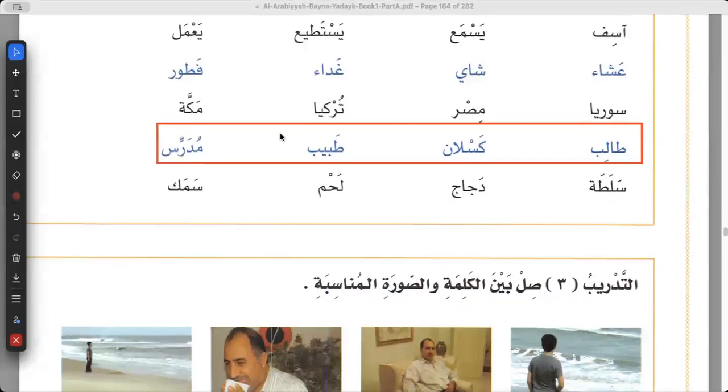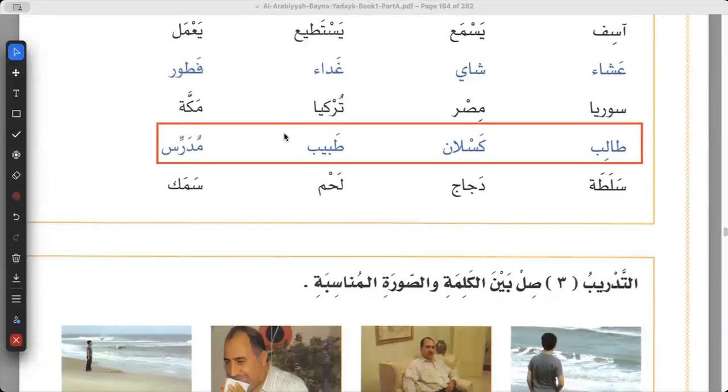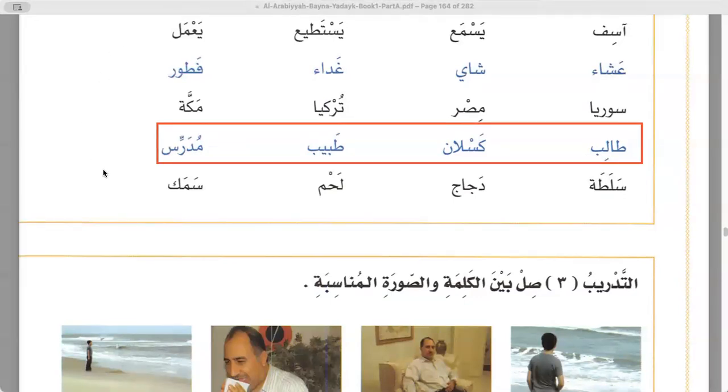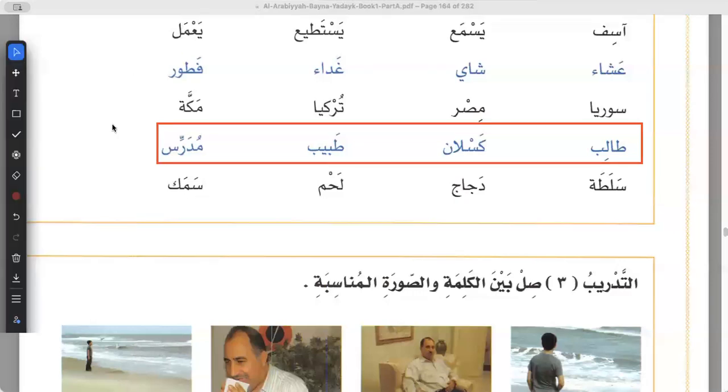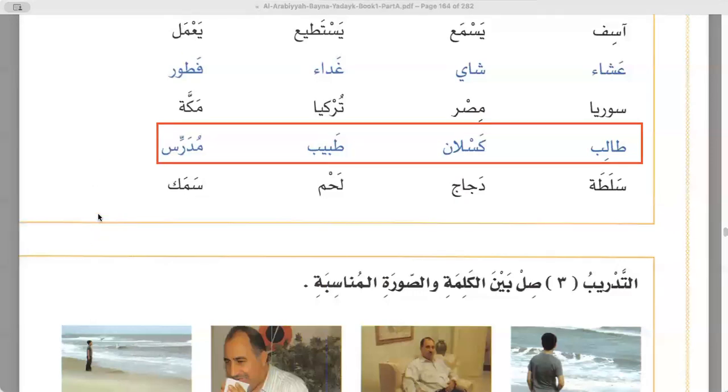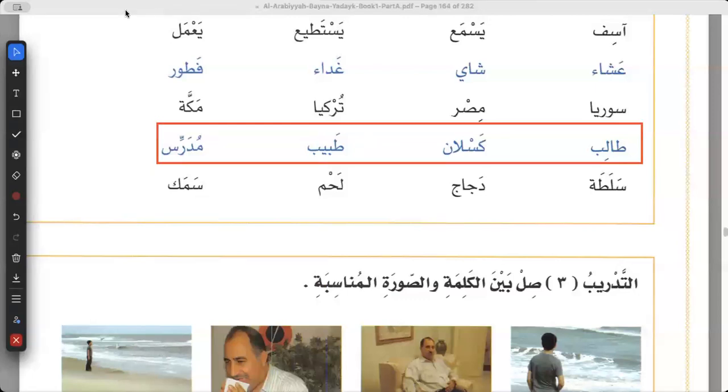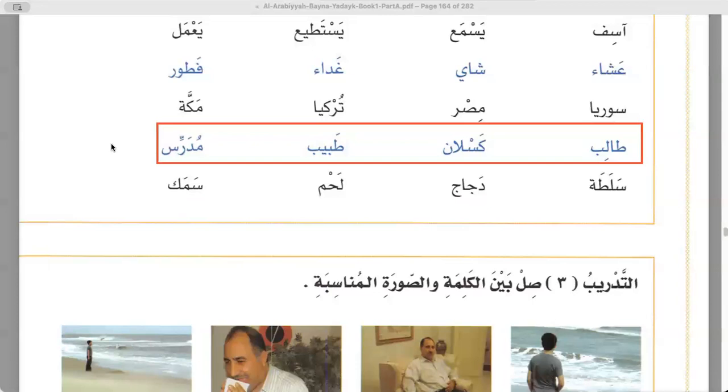Now let's move to the next one. Student, lazy, doctor, teacher. Lazy. So student, doctor, teacher, they are occupations, so lazy is out.